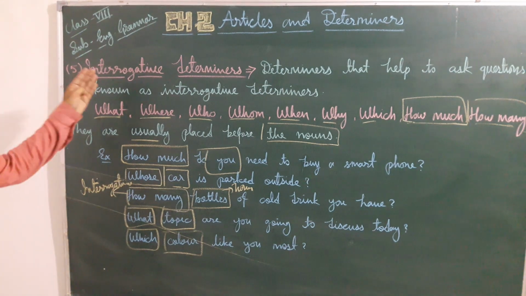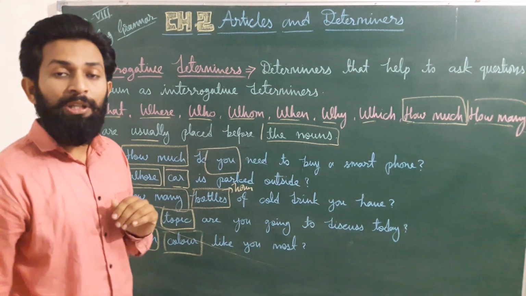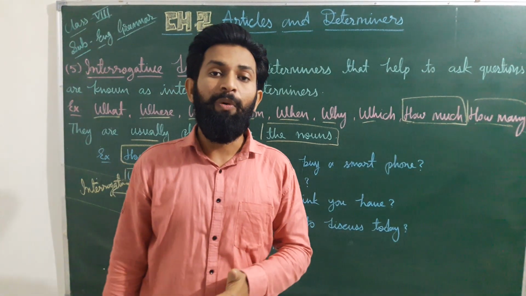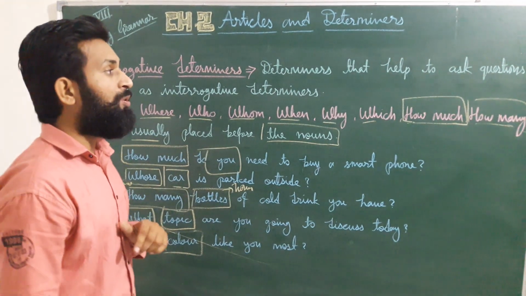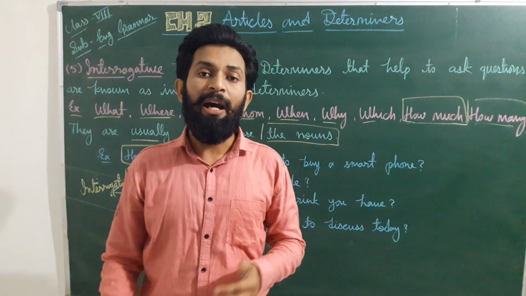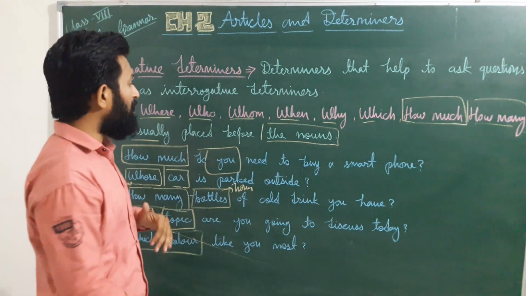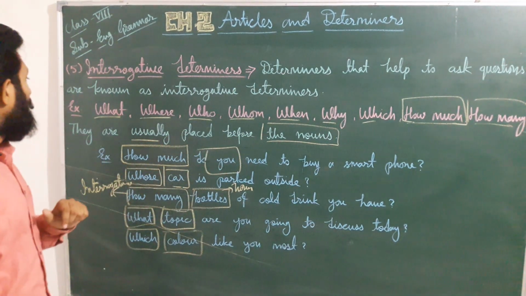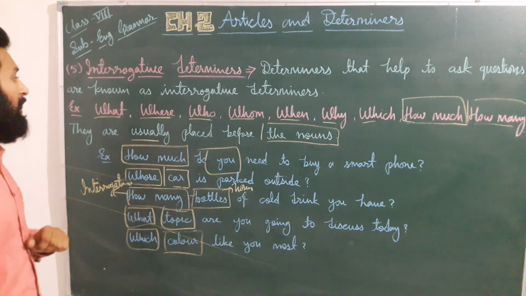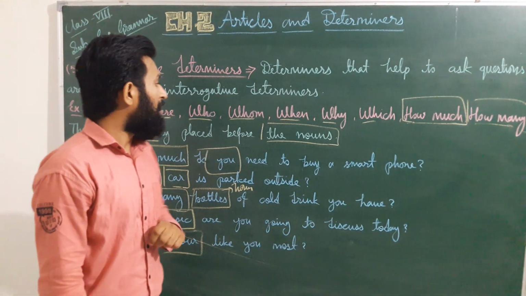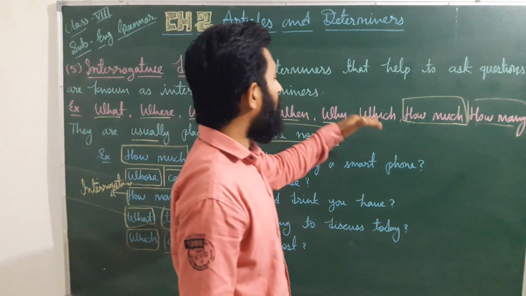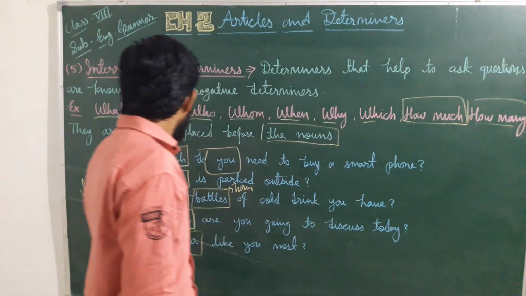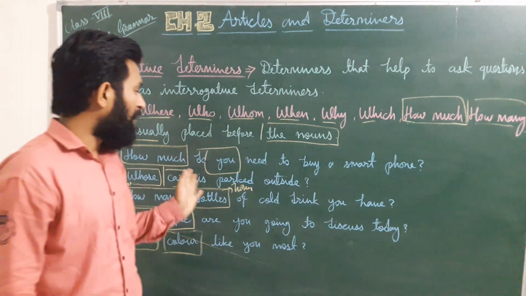So we can say that interrogative determiners are usually placed before the nouns, and mostly this type of determiner is used to ask questions. They are questioning words, and for asking questions we have to use these words. They are known as interrogative determiners, like what, where, who, whom, when, why, which, how much, how many. And they are usually placed before a noun, as we already discussed.